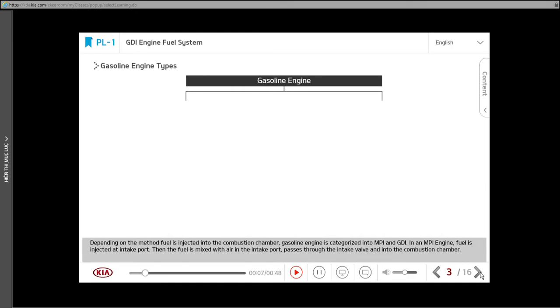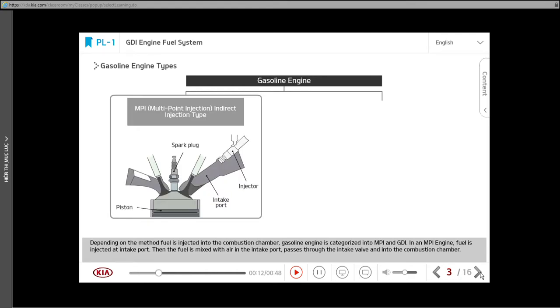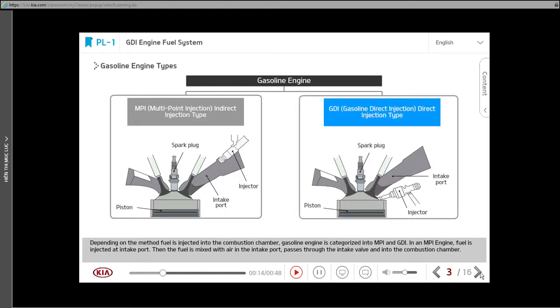Depending on the method fuel is injected into the combustion chamber, gasoline engine is categorized into MPI and GDI. In an MPI engine, fuel is injected at intake port. Then the fuel is mixed with air in the intake port, passes through the intake valve and into the combustion chamber.